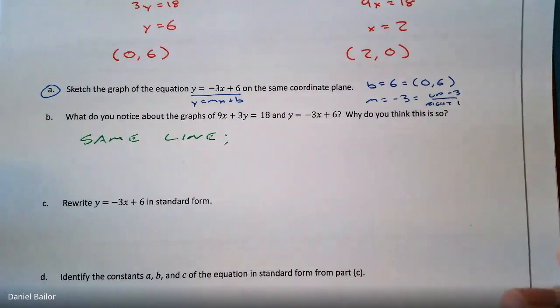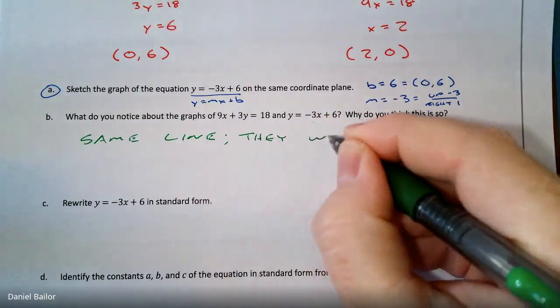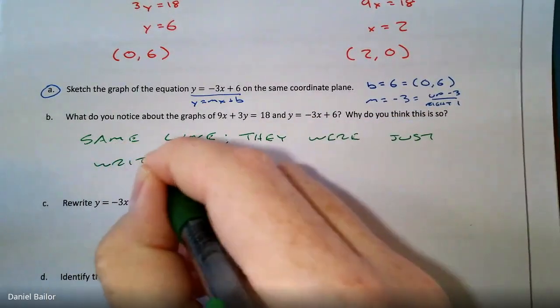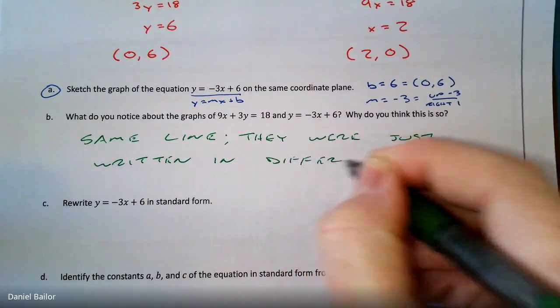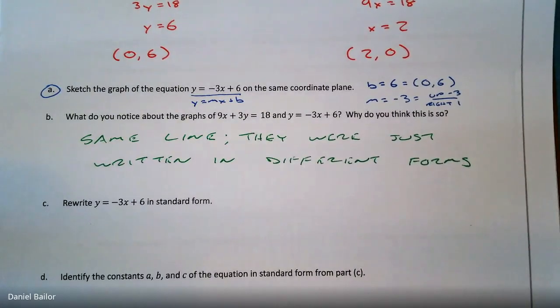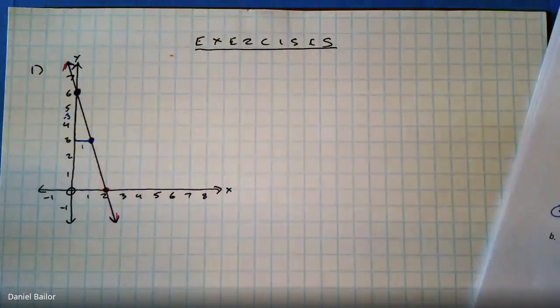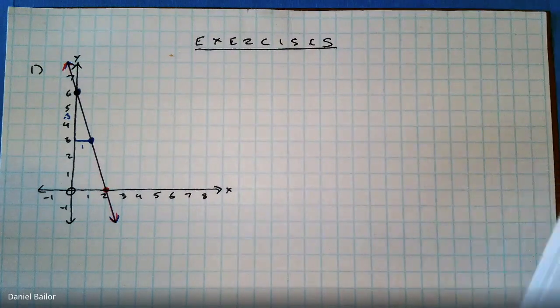And why do you think this is so? They were just written in different forms. One was standard form, one was slope-intercept form, but they are the same line. You can see that because I graphed it, and it's the same exact line. Very good.